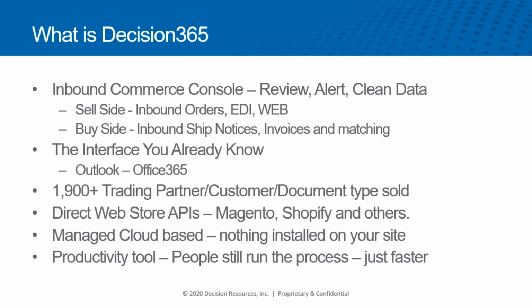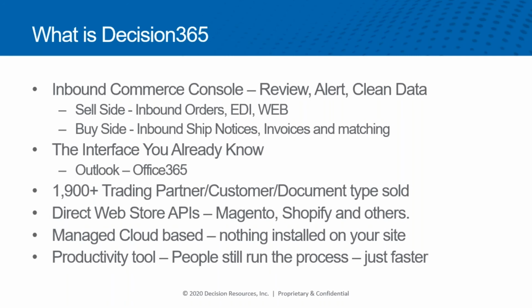We can automatically receive the purchase orders, show you the ship notices. They may be off. Invoices may come in. We have to match. They may be off. Again, the interface you already know. We've done over 1,900 trading partner customer documents. So we've done cookie inbound orders with Kroger. We've done swimming pool products with Home Depot and Lowe's and things like that. Over 1,900 total documents.